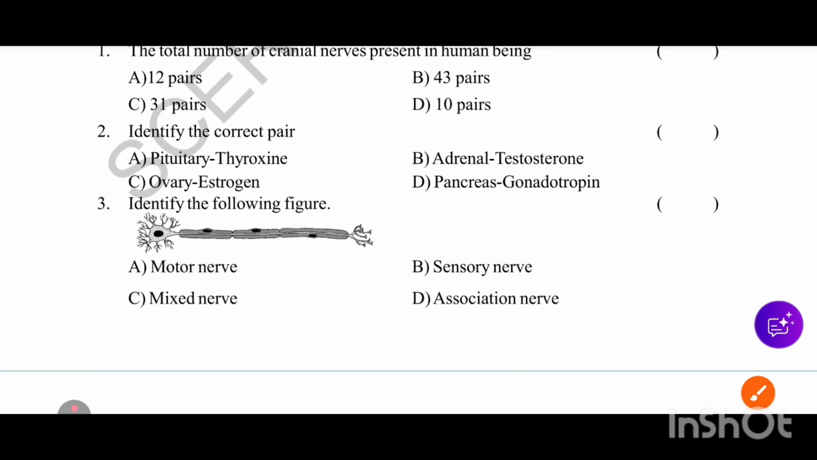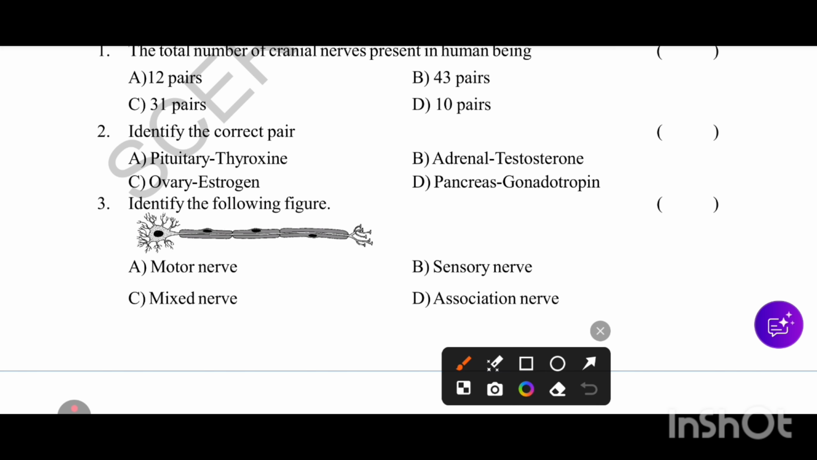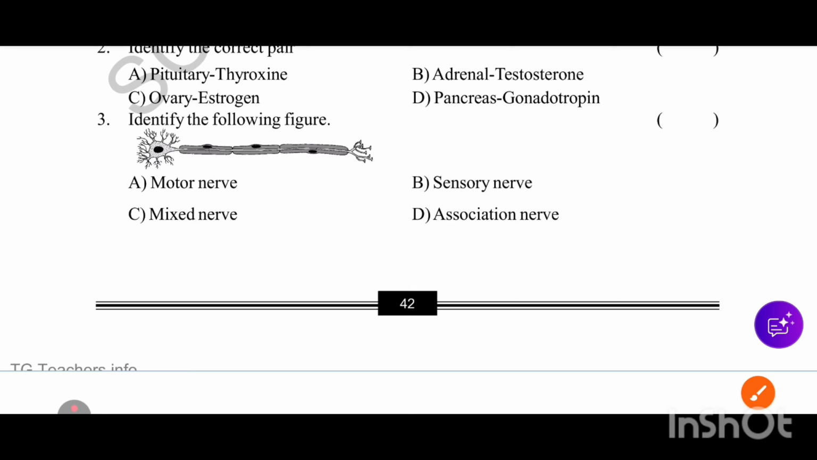Next one is, identify the correct pair. In the given options: pituitary gland, thyroxine; adrenal gland, testosterone, wrong option; ovary, estrogen; pancreas, gonadotropin. Gonadotropin is not under the control of the pancreas. So B, D is ruled out. Pituitary, thyroxine is also ruled out. The correct pair is ovary, estrogen.